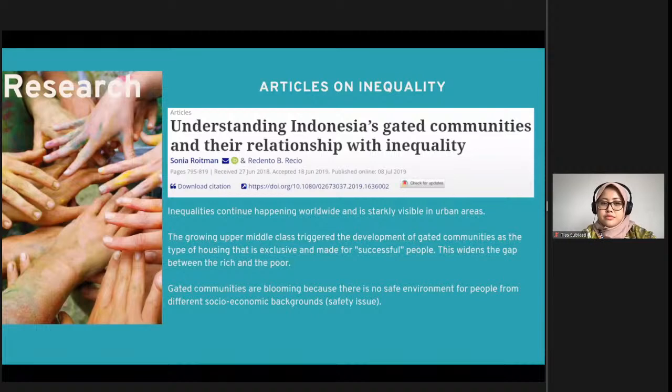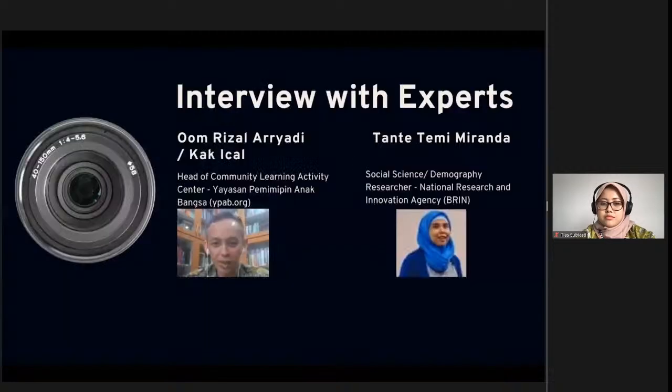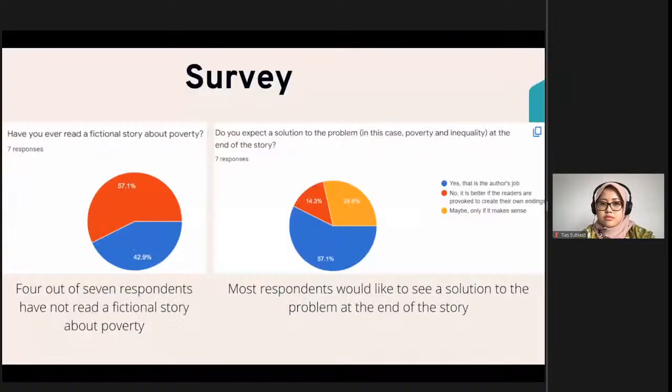I have done initial research on the topic of inequality in urban areas and the power of education to fight inequality. I interviewed 2 experts, Riza Aryadi from Yayasan Pemimpinan Anak Bangsa and Tante Temi Miranda, a social scientist. I also interviewed the workers of a gated community, including 2 domestic workers and 1 security guard. I also did a survey to find out about people's preference in fiction with a poverty theme.